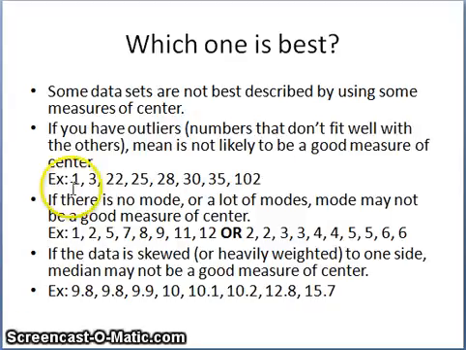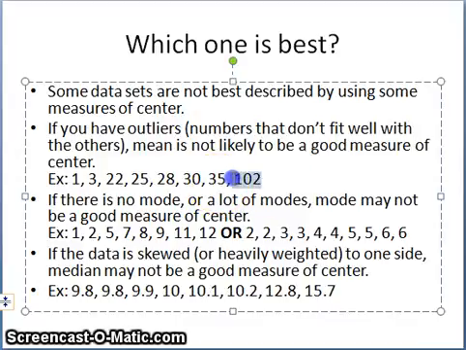So for example, if you look at this set of data here, 1, 3, 22, 25, 28, 30, 35, this 102 is an outlier. It is way out there, right? It is nowhere close to the rest of the data. What that means is that when you try to take an average, the average is going to look artificially higher because of this 102. So it really won't be a very good measure of center because we have a value here that's way out there. Plus that 1 and that 3 also are actually kind of low. They might not technically be outliers, but they're pretty far away from everything else.